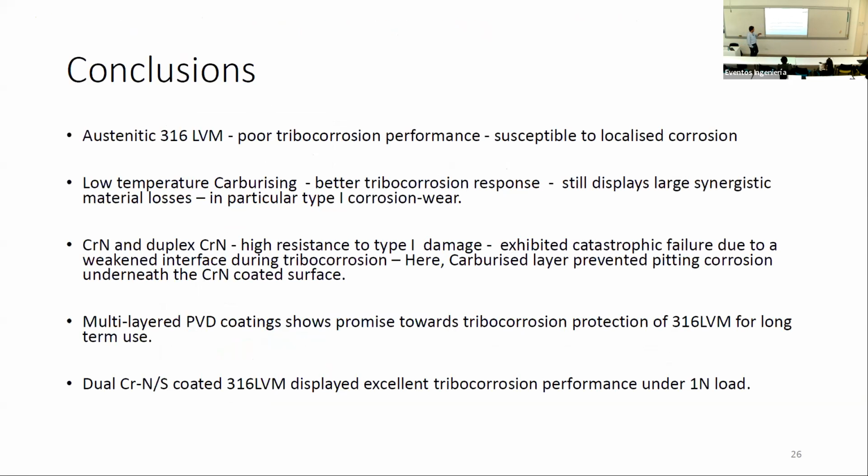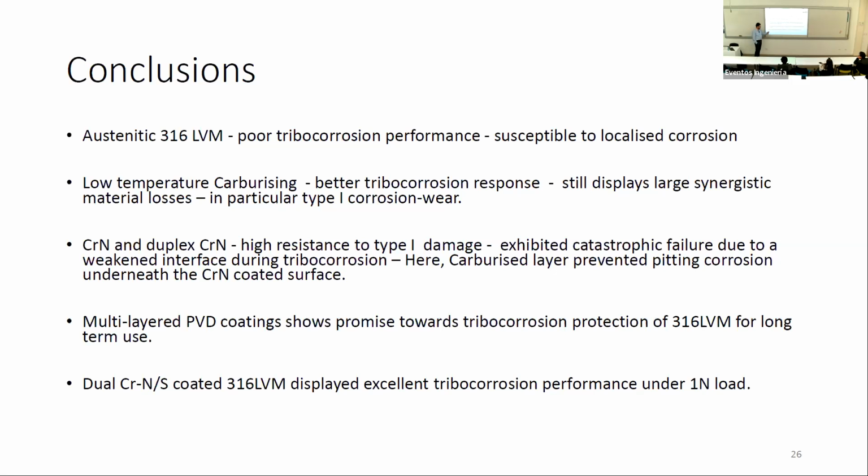So we have seen that 316 does have poor tribocorrosion performance. It is very susceptible to localized corrosion. With low temperature carburizing, we got better tribocorrosion response. However, we were still getting quite a lot of synergistic losses, in particular type 1. Chrome nitride and duplex showed high resistance to type 1, but unfortunately, they exhibited catastrophic failure, mainly by type 2 corrosion, whereas the multiple layered PVD coatings showed the most promise towards tribocorrosion protection for longer term use.